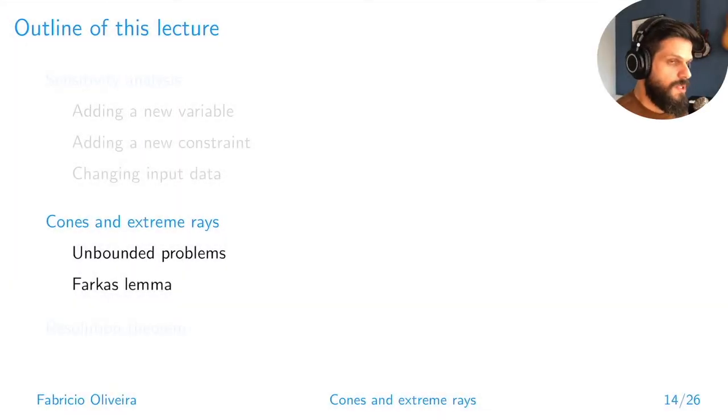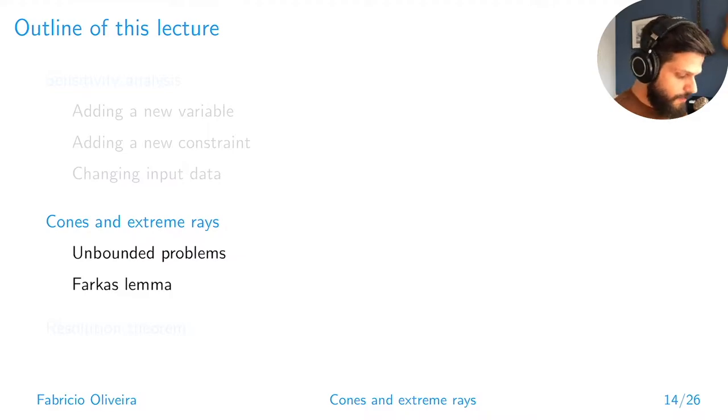Hi everyone. So let's get started with this second part where we're going to be talking about cones, which is a really useful geometrical structure in the context of LPs and the notion of extreme rays, which is connected with the notion of unbounded problems. We're also going to use the notion of cones to relate to the Farkas lemma, which is a theoretical result that allows us to have certificates of infeasibility for linear programs.